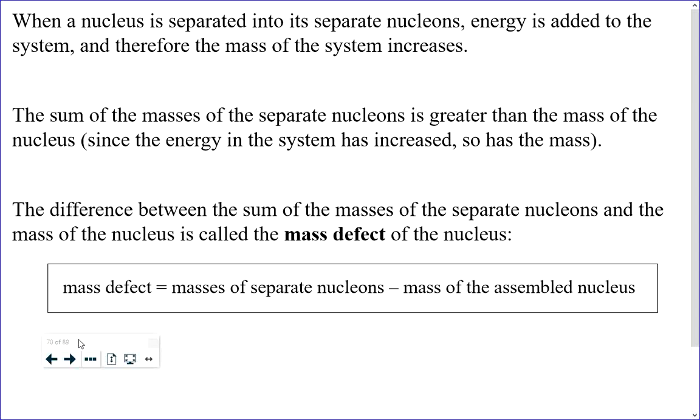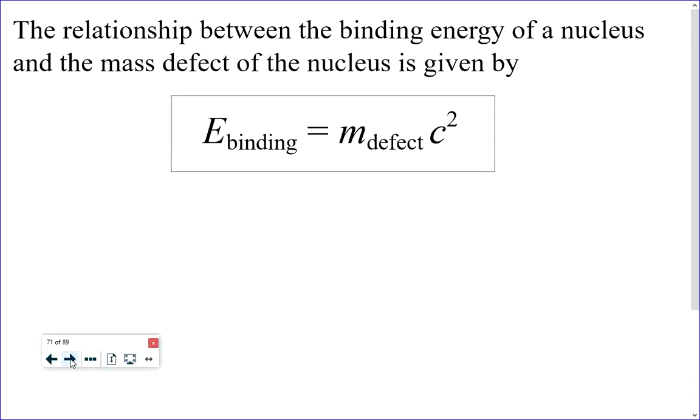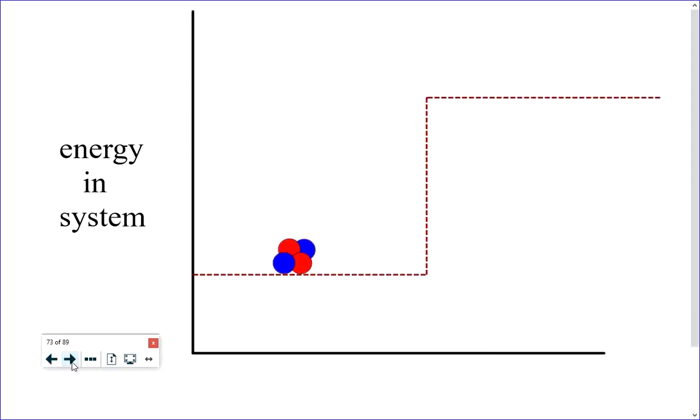And the mass defect is the difference. So however much the mass changes by is called the mass defect. However much energy is required to pursue that task is called the binding energy. So the binding energy is the energy required to separate a nucleus into its nucleons. The mass defect is how much the mass goes up by in that process. Visually speaking, I'll come back to that in a second.